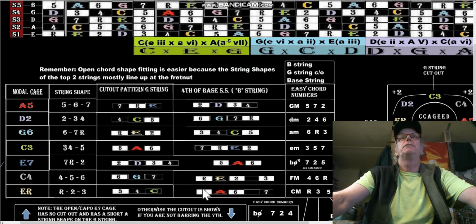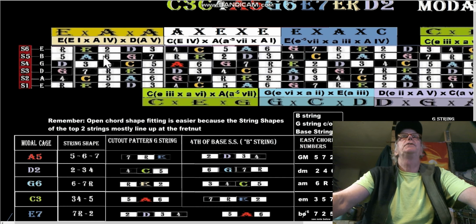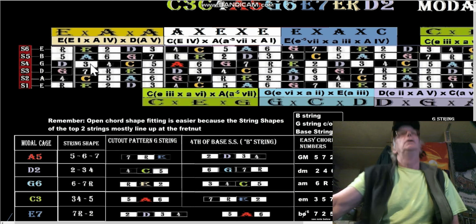Notice here's your 3, 4, 5. We're going to go to the 5, 6, 7. How do you know which string shape you're going to on that B string? This is the B string. This is the G string. So the cutout's going to always occur on the G string. And here's the secret.